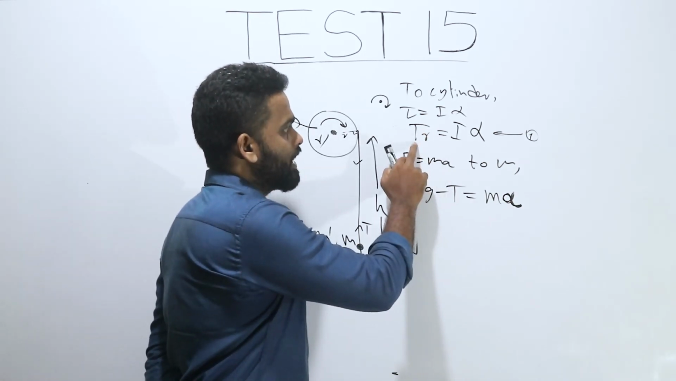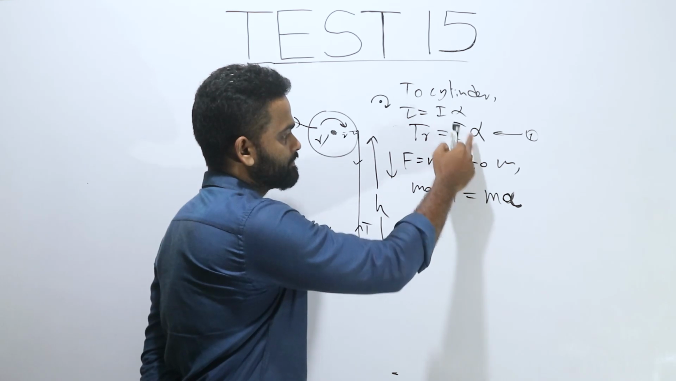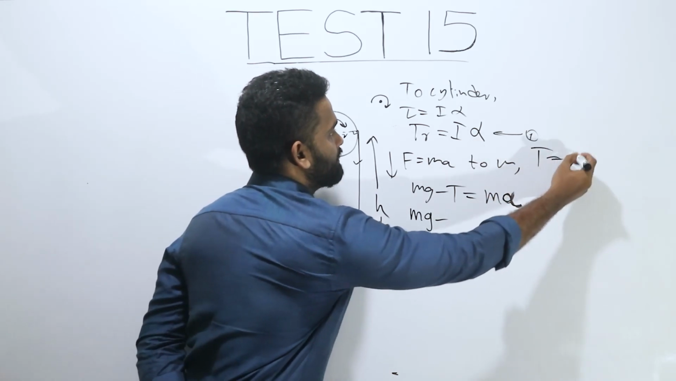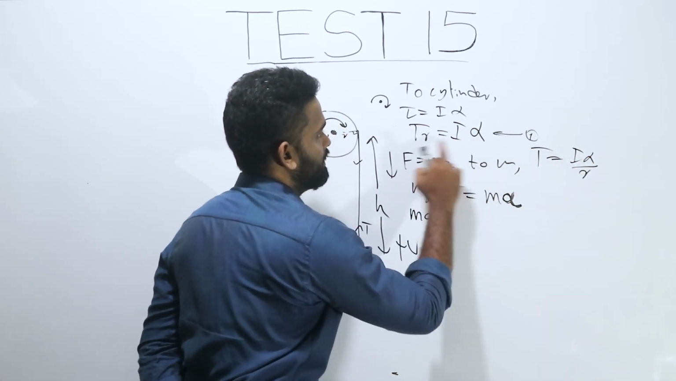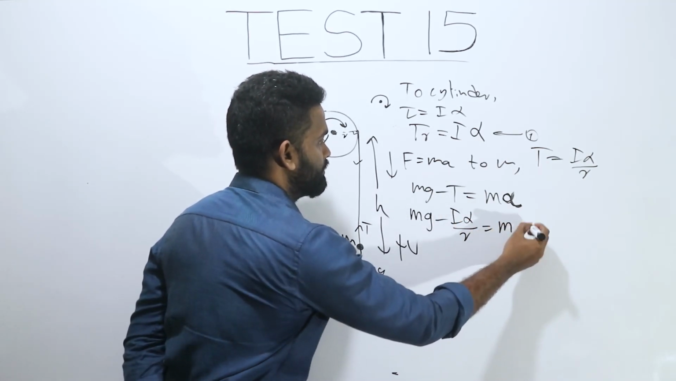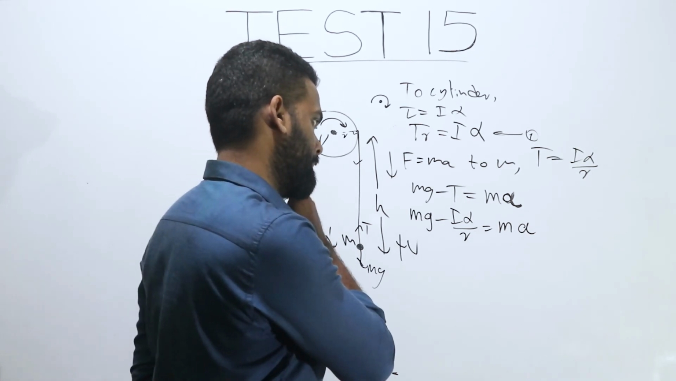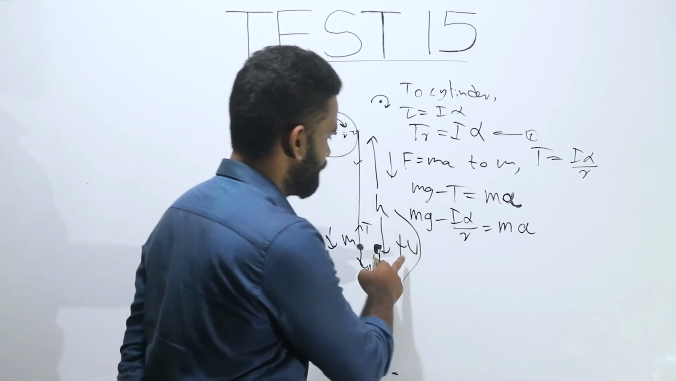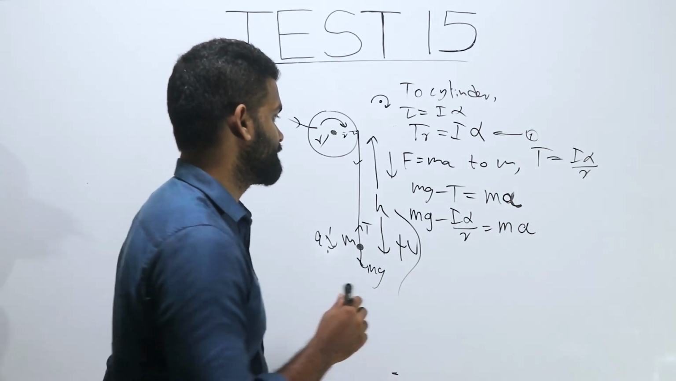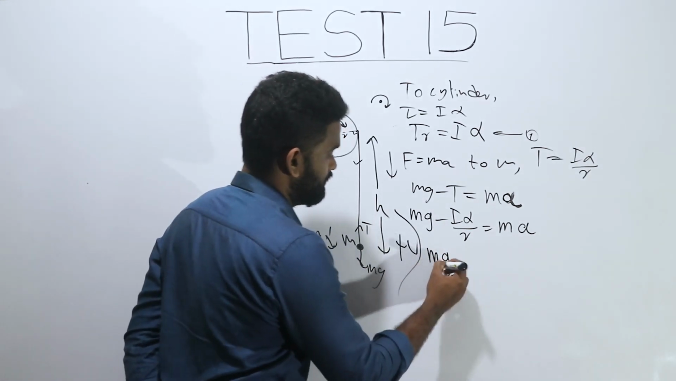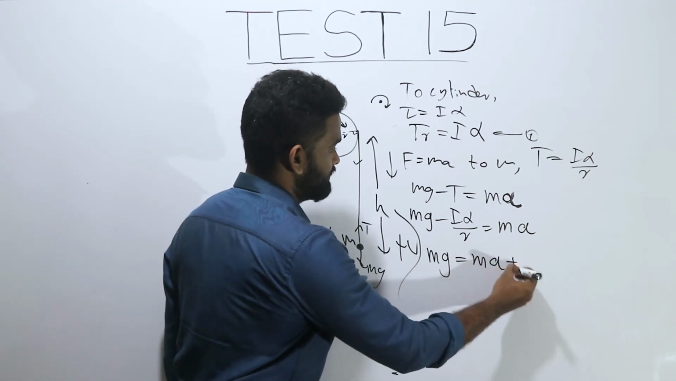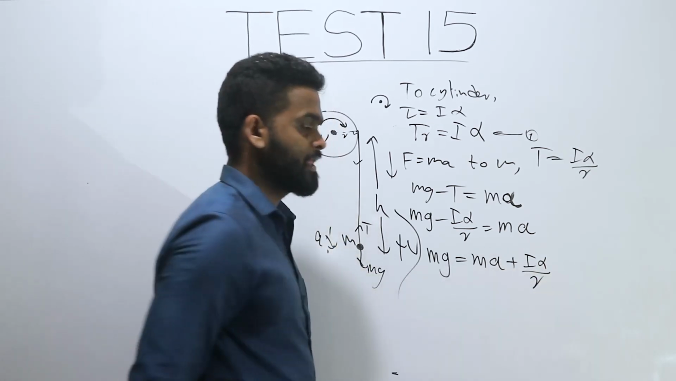From the first equation, we have TR equals I alpha. Instead of T, I can substitute I alpha divided by R. I alpha divided by R is T. This is equal to ma. So in order to find this v, what we need is linear acceleration, simple a. So mg equals ma plus I alpha divided by simple R.